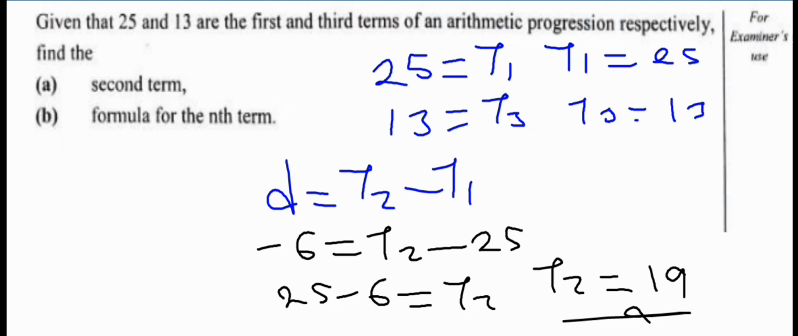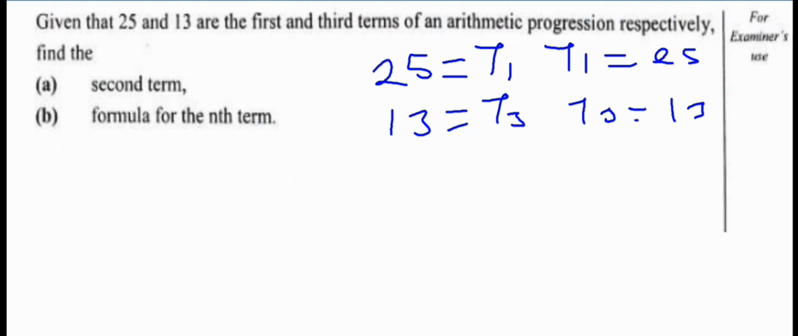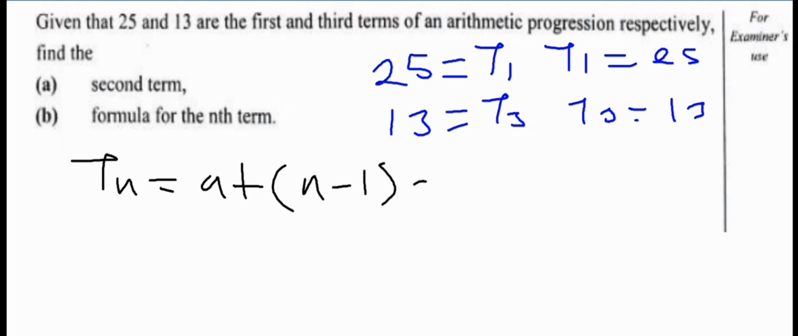The last question, which is B. We need to find the formula for the nth term. Now, the formula for the nth term, we need to use this formula. So the nth term is going to be equal to the first term plus, open bracket, n minus 1, then close, multiplied by the common difference. So we have already calculated the common difference. So I would urge you to use the second method. Because if you use the first method, you're going also to find out the common difference. So find the common difference in advance.